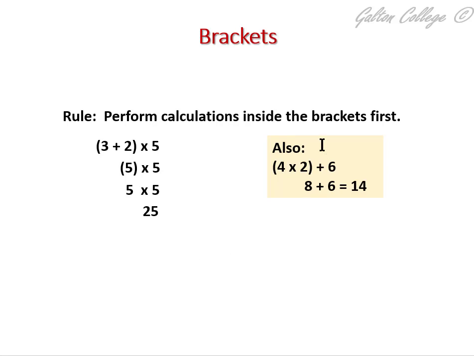Here we've got 4 times 2 plus 6. Well, inside the brackets, do inside the brackets first. So 4 2s are 8, 8 plus 6, 14. That's correct. If we didn't have the brackets there, we might be tempted to go 4 times 8. 6 plus 2 is 8. 4 8s, 32. Different answer completely.